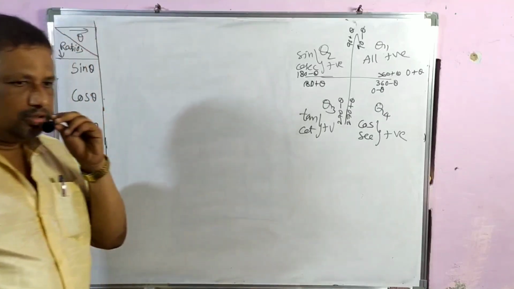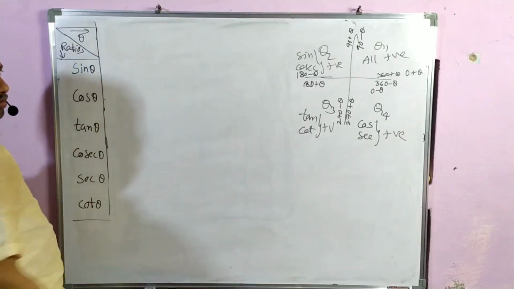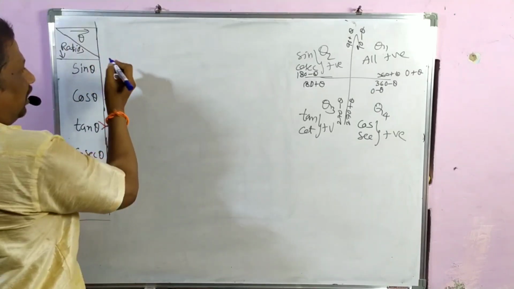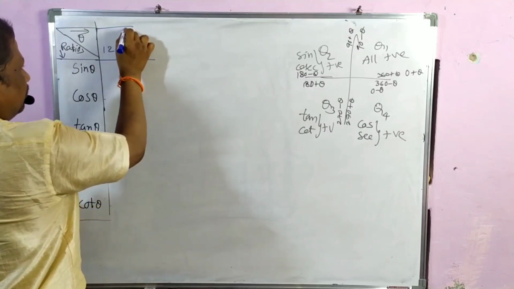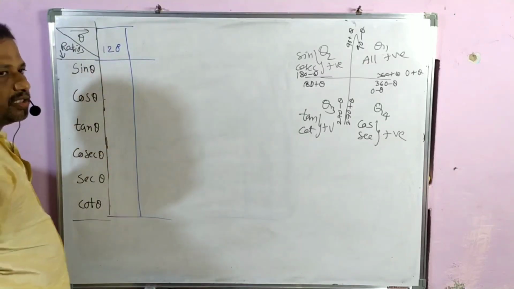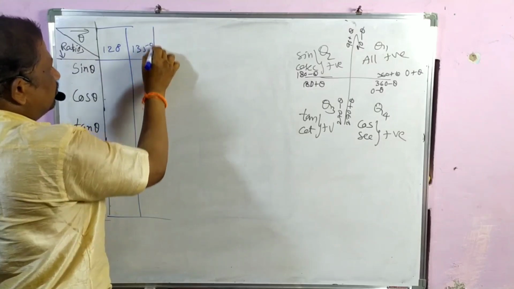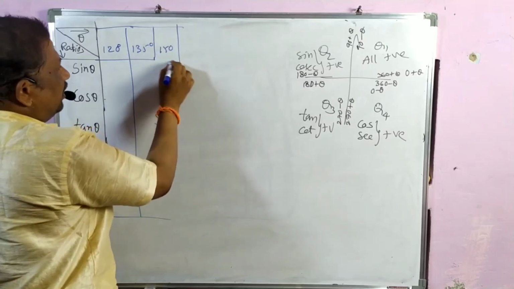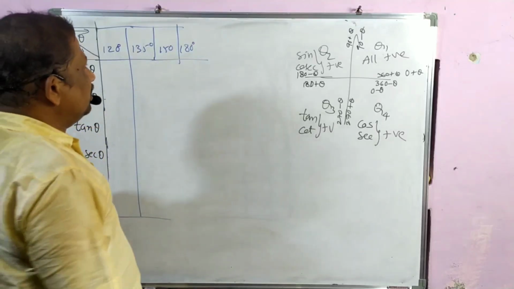So in the second part, we learned up to 90 degrees. Now we will learn beyond 90 and up to 360 degrees. So here 90 plus 30 is 120 degrees. Next, 90 plus 45 is 135 degrees. 90 plus 60 is 150, 90 plus 90 is 180 degrees. Okay. Next step.